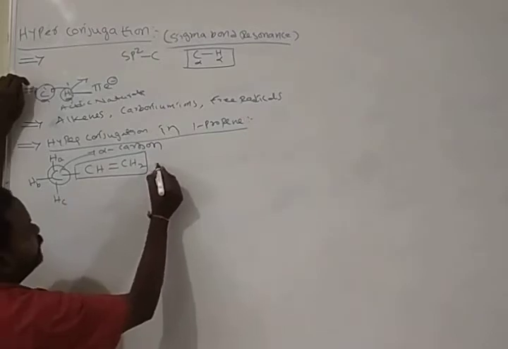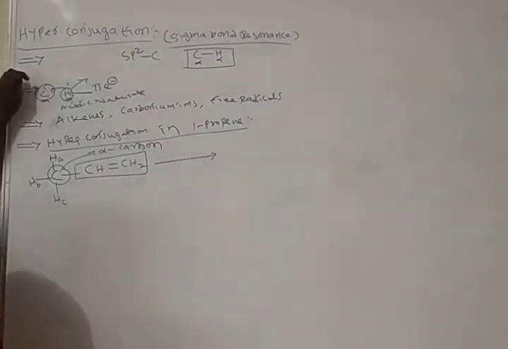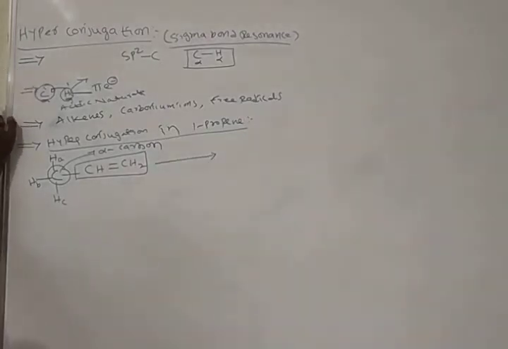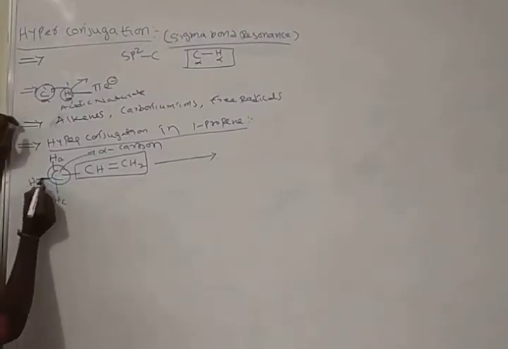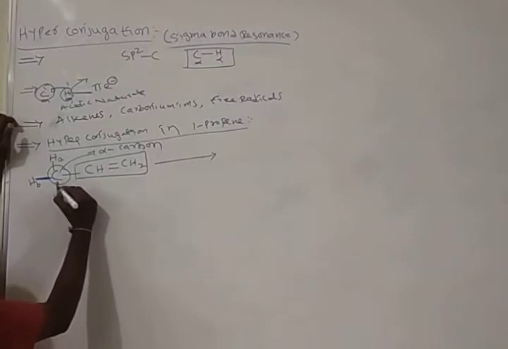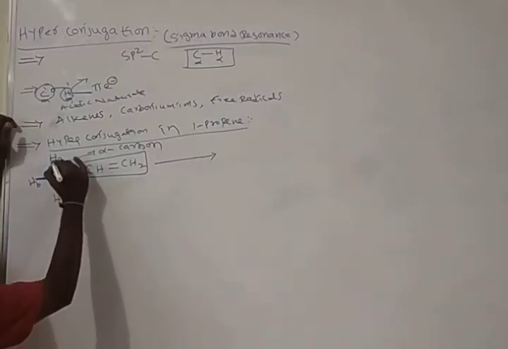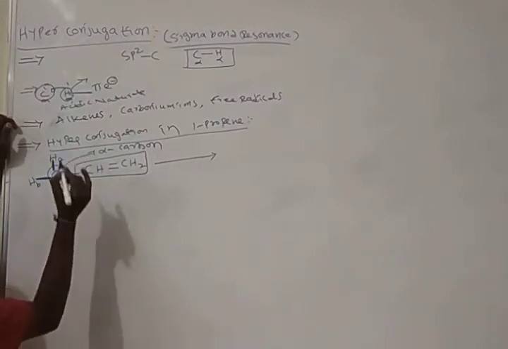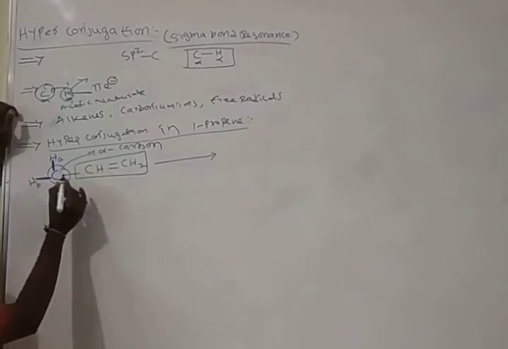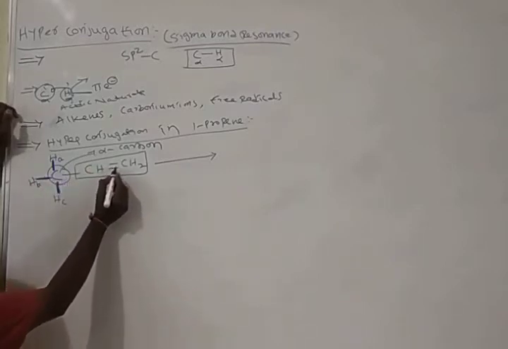Now see the resonance. Delocalization of pi electrons is called pi bond resonance, or the mesomeric effect. Delocalization of sigma electrons we call sigma bond resonance. Here all the alpha carbon hydrogen sigma bonds are in conjugation with the pi bond.